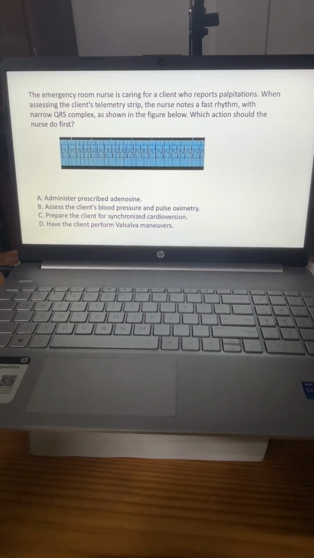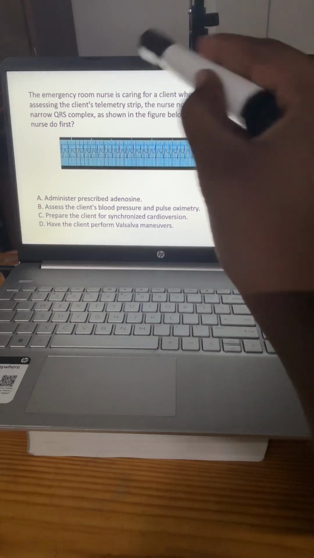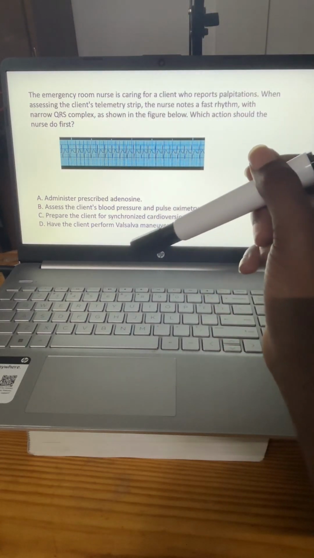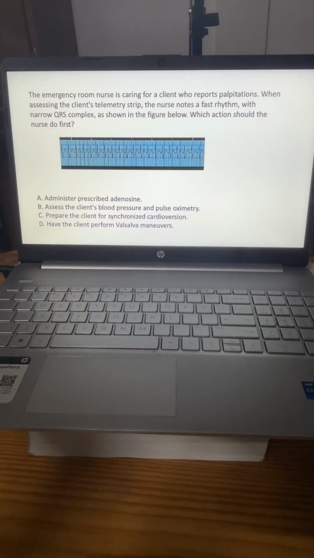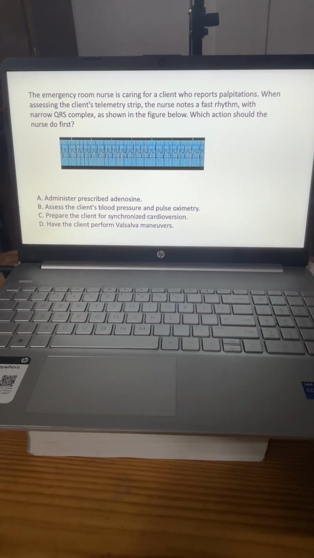Now pay attention to this question, because I know you are paying attention to a lot of things right now. Look at this question. They say the emergency room nurse is caring for a client who reports palpitation. When assessing the client's telemetry strip, the nurse notes a fast rhythm with a narrow QRS complex, as shown in the figure below. Which action should the nurse do first? Now look at the concept. Which action should the nurse do first?